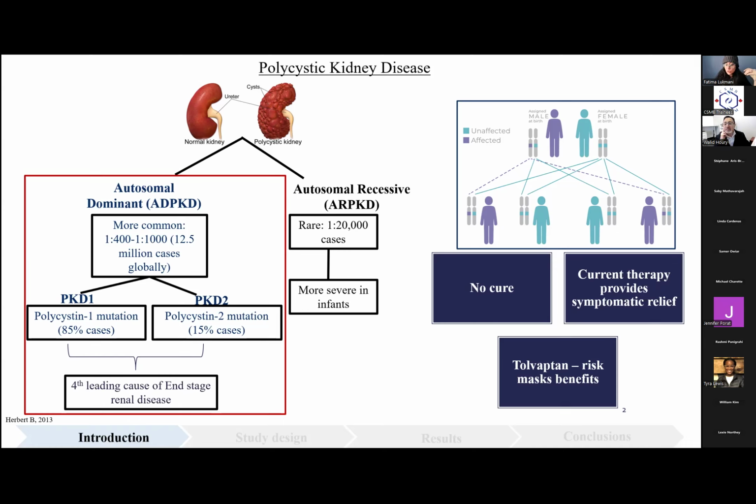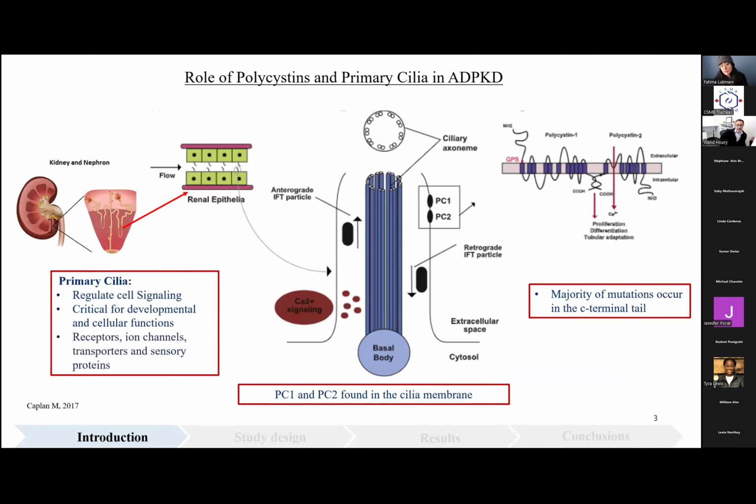Currently, there is no cure for it, but there are treatments available that provide symptomatic relief. As such, there is no standard therapy. There is one, tolvaptan, which is a vasopressin antagonist. It helps in balancing out the sodium levels in the renal epithelia and thereby reducing the enlargement of the cysts. But it comes with potential liver side effects, so it's still not a standard of care.